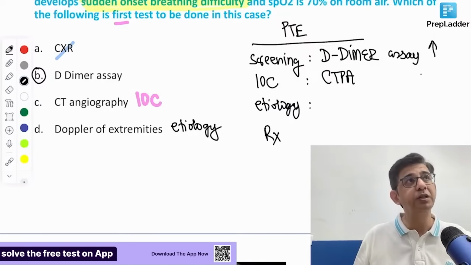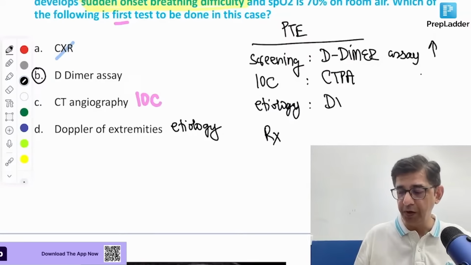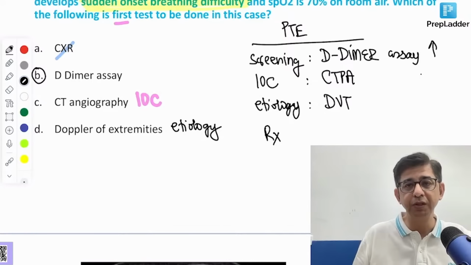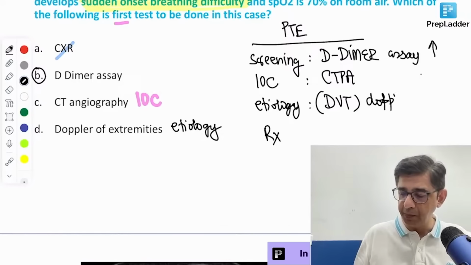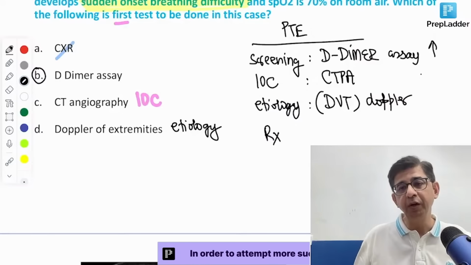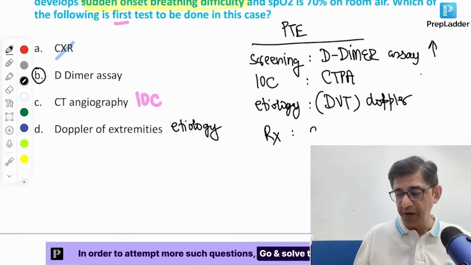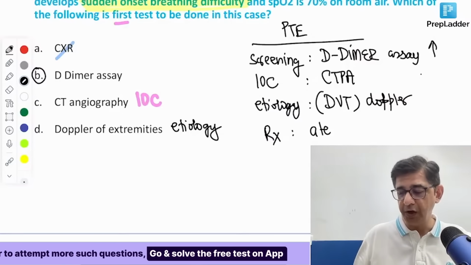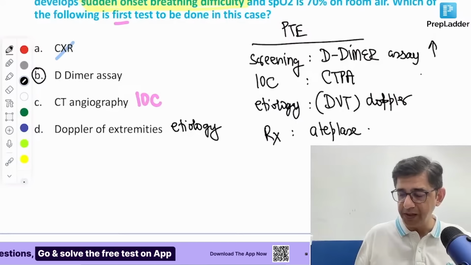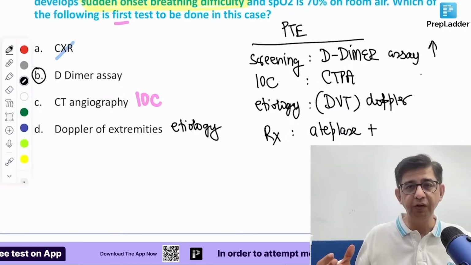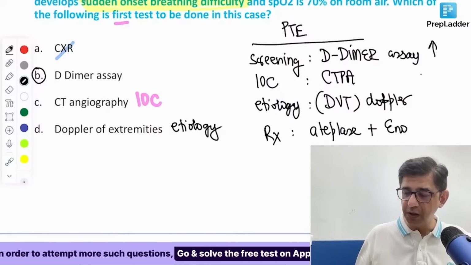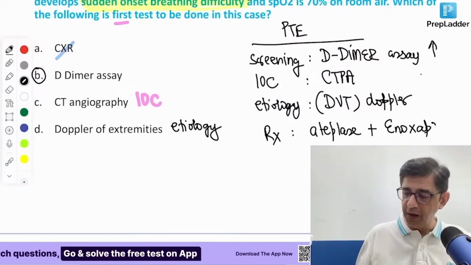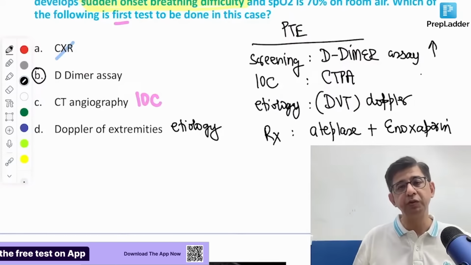If he says etiologically what will you do, we will have to go in for a DVT, that is deep vein thrombosis, we will have to go in for a Doppler of the extremities in a patient. And as far as the treatment of this condition is concerned, what we will be doing is using a medicine that you are all aware of, that is alteplase. This is a thrombolytic medicine that will be used, and along with alteplase, the second thing we will be using is a low molecular weight heparin, that is enoxaparin, for this patient.